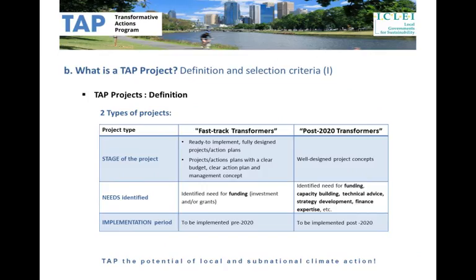Regarding the stage of the project, they are either already fully designed, with a clear budget and action plan, so this is for fast-track transformers, or they only have the concepts, for post-2020 transformers. In terms of needs identified for enabling the implementation of the project, either they need only funding, or they also require additional advice and expertise in terms of capacity building, strategy development, etc. And considering these 2 points, we also look at the implementation period, that is, when the project would be ready for implementation, either in the pre-2020 period or in the post-2020 period. So this is for the 2 types of TAP projects.